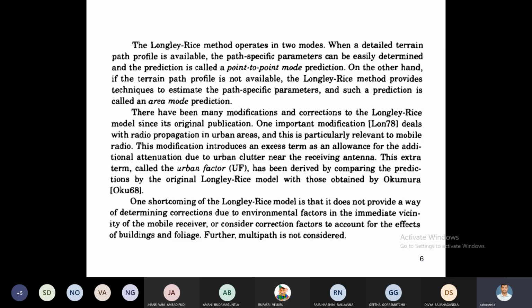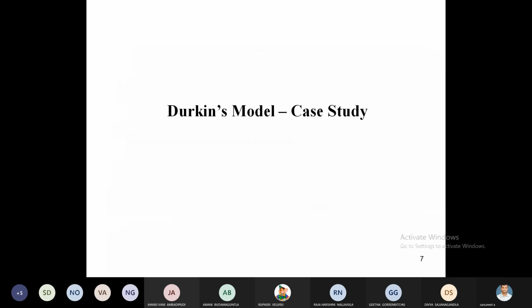Here, what is meant by correction factors? Suppose we give 100 meters as the height of the base station antenna and 3 meters as the height of the receiving mobile station antenna. Suppose we get so much noise and so much path loss. At that time, we have to change the antenna heights, either increasing or decreasing. Increasing or decreasing the antenna heights is the correction factor. These correction factors are not available in the Longley-Rice model. That's why we go for Durkin's model. Durkin's model is a case study.